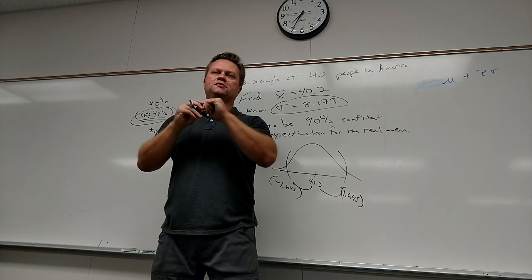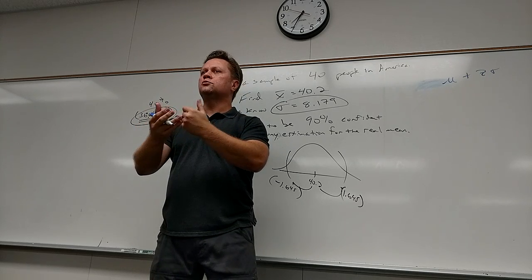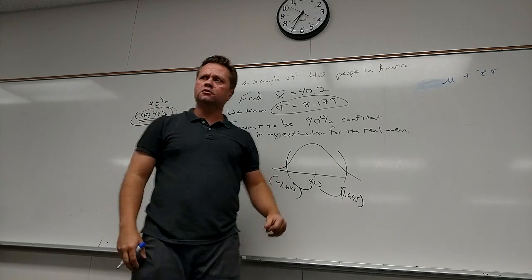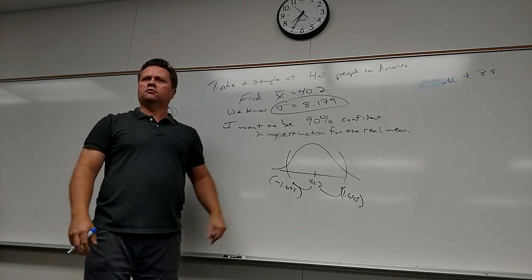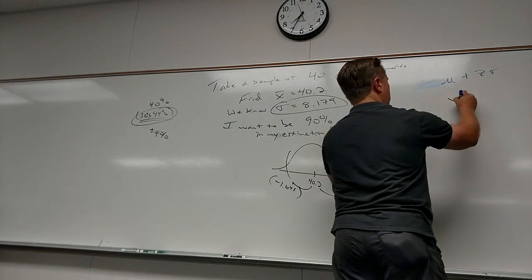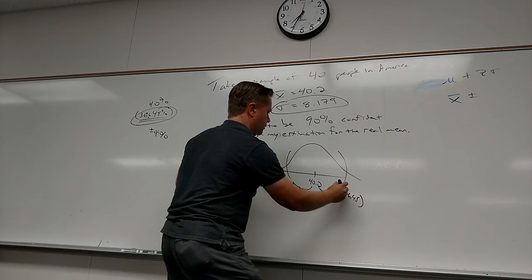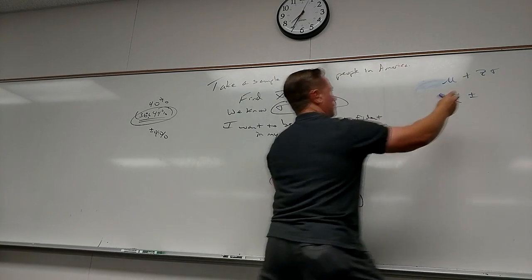So, do we know the mean? The mu. Do we know mu? Sort of. No, we don't. We know x bar. So I'm going to use this formula. And then I'm going to go up and down. I'm going to go up and down so many.